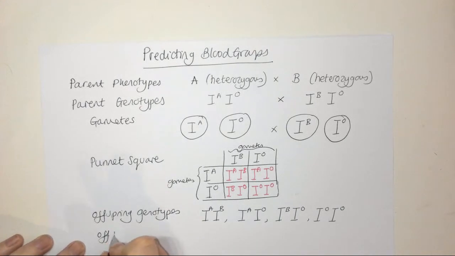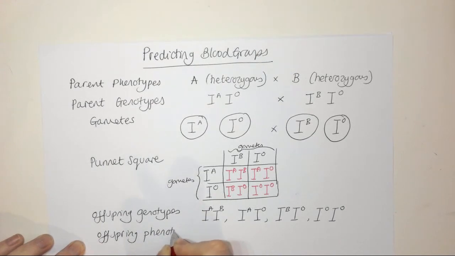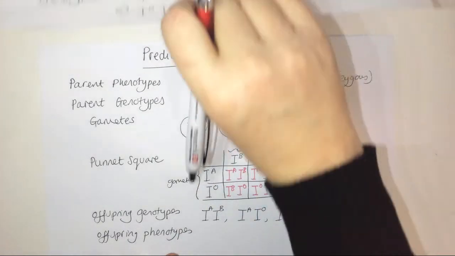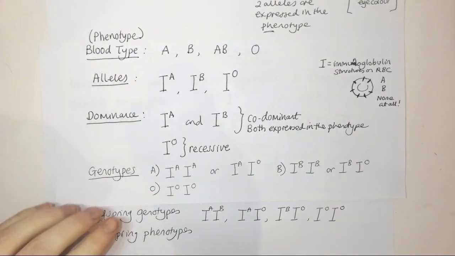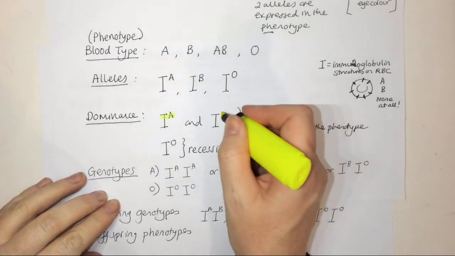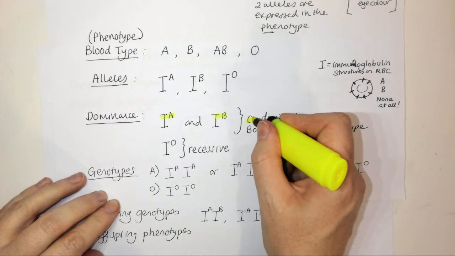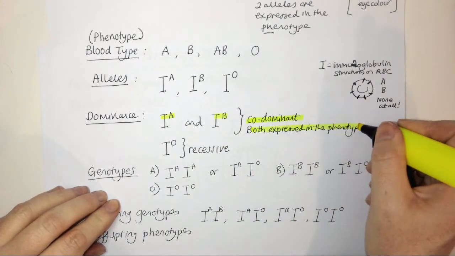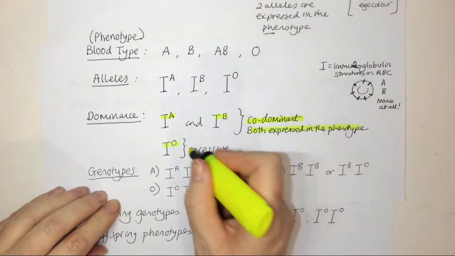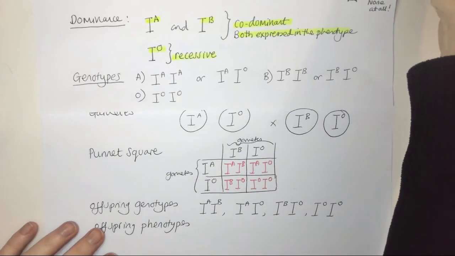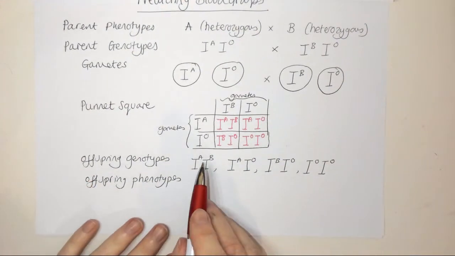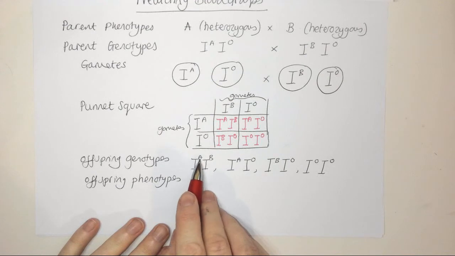Finally on here, offspring phenotypes. Now we may have to have a little think about our codominance here. We need to remember that the A and the B alleles are codominant and they're both expressed in the phenotype, whereas it's our O that is recessive. I'm going to pop that there. So our A and the B, they are codominant.